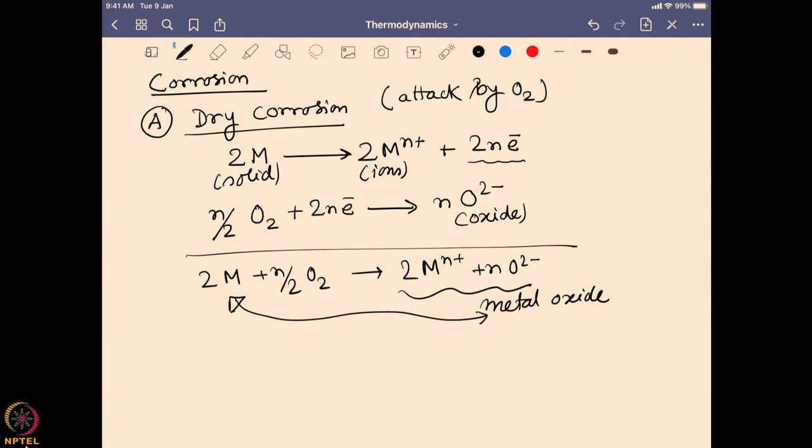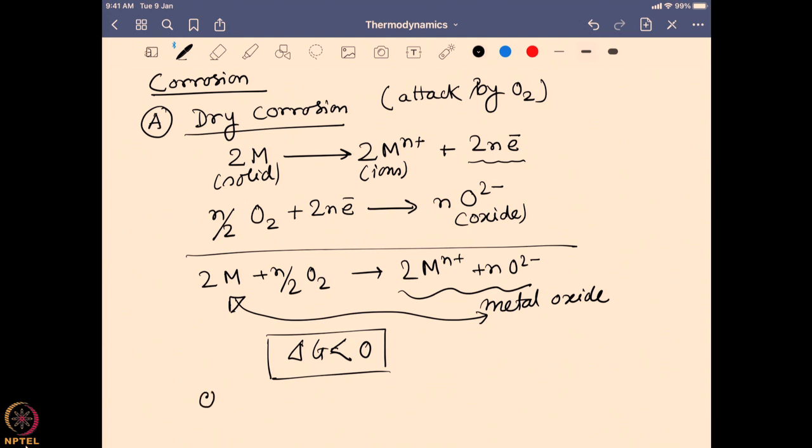And that is why this full process is a spontaneous process, because delta G is negative for this particular reaction. And this is happening in the dry condition, in absence of even any liquid or water present there. Directly the aerial oxygen can attack a metal and do that.